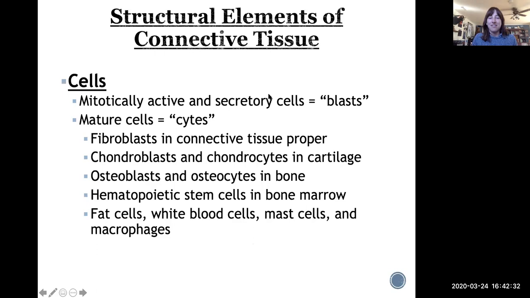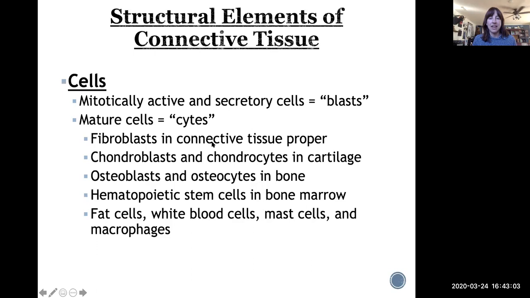So the ones that are mitotically active have the suffix blast. And the ones that are mature and are not actively dividing and are just hanging out have the suffix cyte. So you also have osteocytes and chondrocytes, okay? The prefix of the cell name tells you what type of cell it is. So a fibroblast is an actively dividing connective tissue cell.